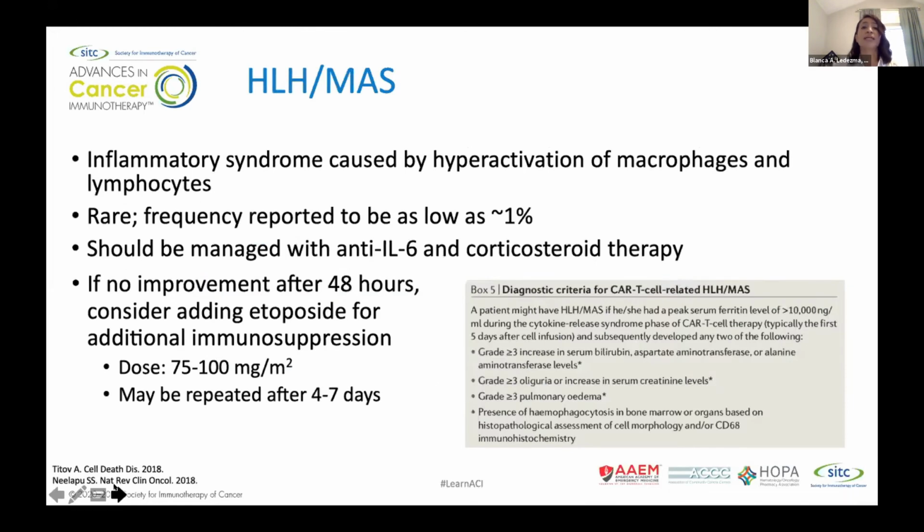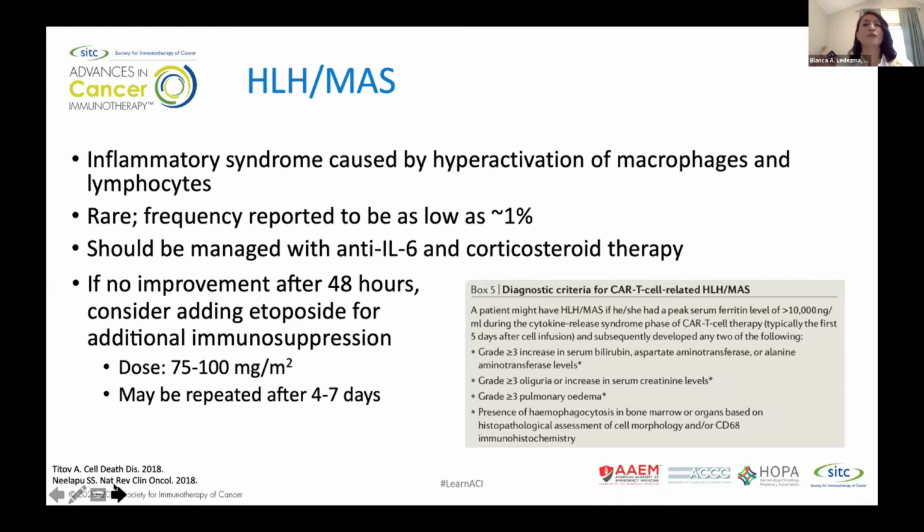Now going on to HLH/MAS. HLH/MAS is something that is really seldom seen, at approximately 1%, and it's a result of hyperactivation of the macrophages and the lymphocytes. The way it's managed is with an anti-IL-6 and corticosteroid therapy. If a patient has no improvement in about 48 hours, consider adding further immunosuppression with etoposide, at a dose of 75 to 100 milligrams per meter squared, which can be repeated every 4 to 7 days.